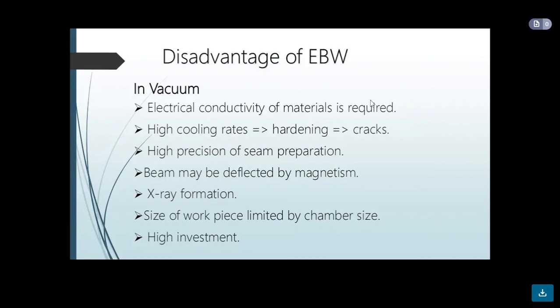If we conduct the electron beam welding in vacuum, then what are the different disadvantages of the electron beam welding? That the electric conductivity of the material is required. High electric conductivity material is required for the electron beam welding. High cooling rate. The cooling rate is high if we conduct this procedure in a vacuum, and as the cooling rate is high, then hardening of the base material will be done, and as the hardening is done, then cracks will be produced in the base material.